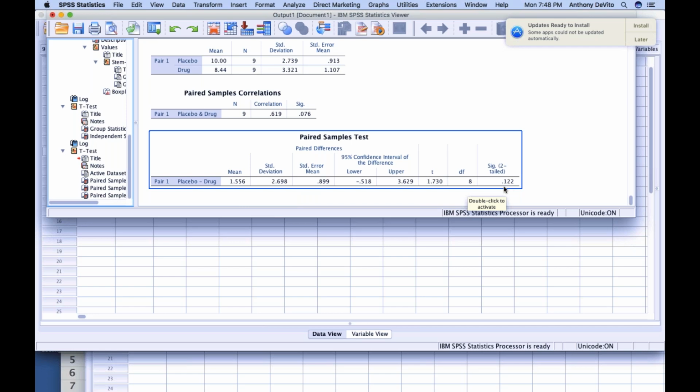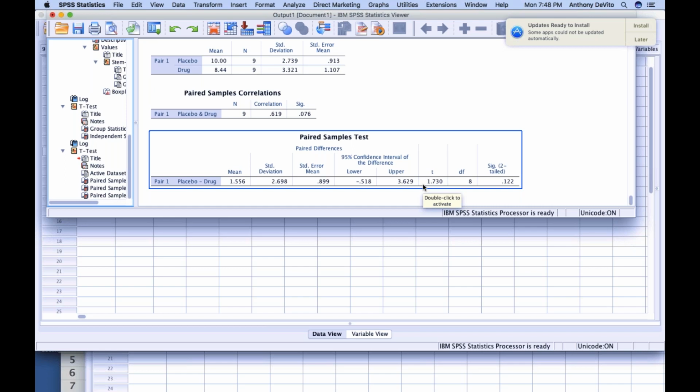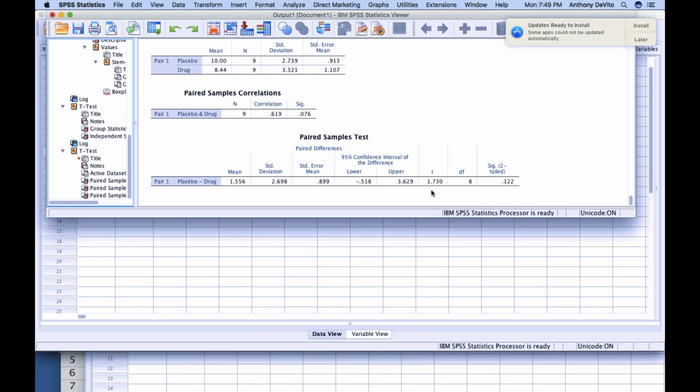Can I reject my null hypothesis? No, I can't. And since this is a single sample t-test, if I wanted to know if my t-score was big enough to reject my null hypothesis, I would go to the t-table and look up what the t-critical is for 8 degrees of freedom. I happen to remember it's 2.306. And I noticed that my t-score for this test does not exceed the critical value. So both the small t number and the big significance p-value tell me I can't reject the null hypothesis.